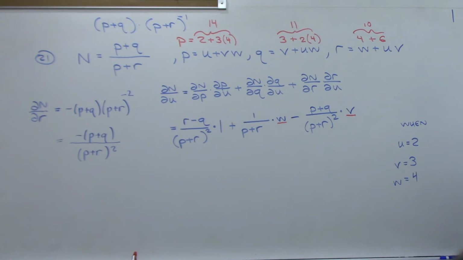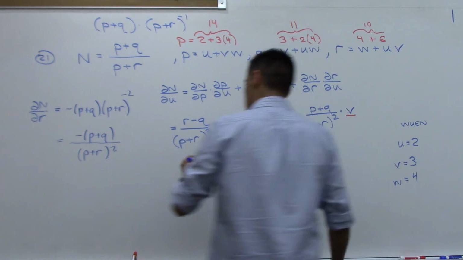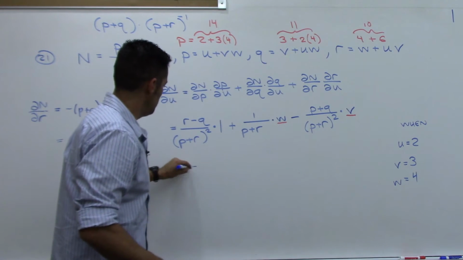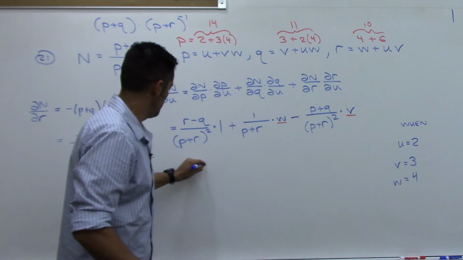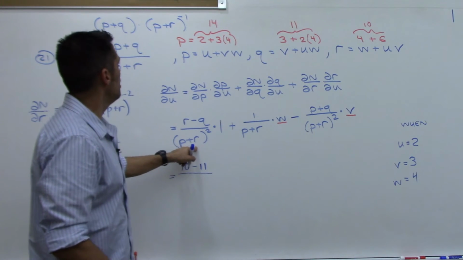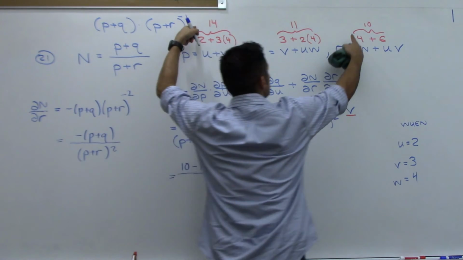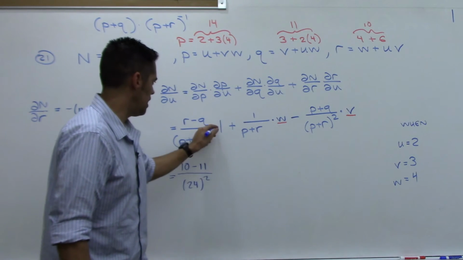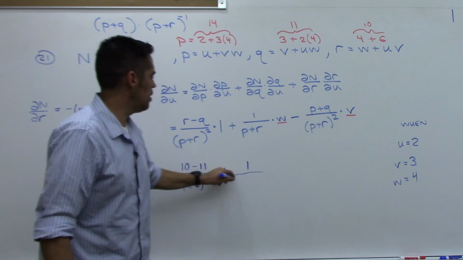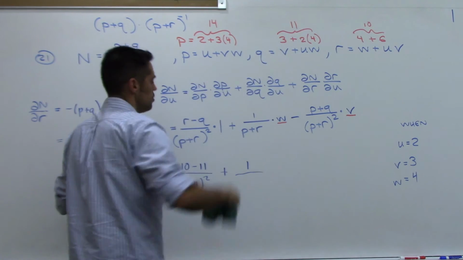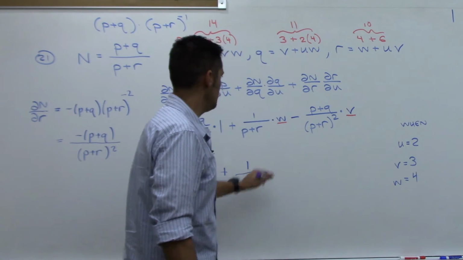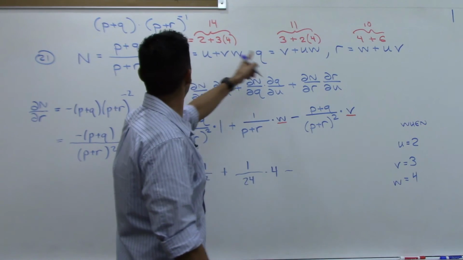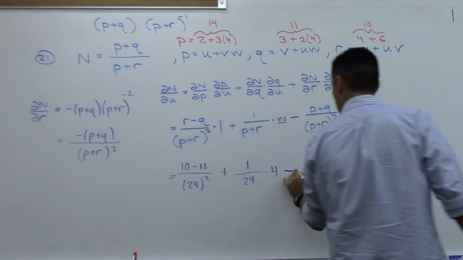All right. So we should be able to get this. This is going to be R, which is 10. Take away Q, which is 11, over P plus R. So 14 plus 10 is 24 squared times 1 plus 1 over P plus R, we just said was 24, times W, which was 4, minus P plus Q. P plus Q is 25. That's right here.